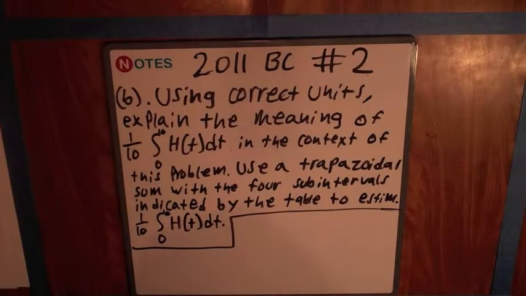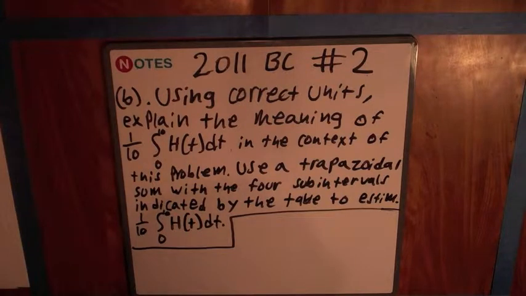Part B. Using correct units, explain the meaning of the integral from 0 to 10 of h of t dt divided by 10 in the context of this problem. Use a trapezoidal sum with the 4 subintervals indicated by the table to estimate the integral from 0 to 10 of h of t dt divided by 10.